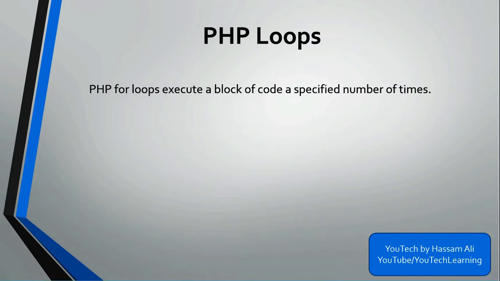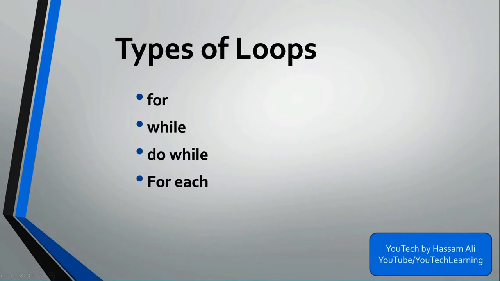PHP loops. So first of all, what are the PHP loops? Loops execute a block of code a specific number of times. Like you define a code and you want to repeat it again and again. So for these purposes and to use these things dynamically, we use PHP loops. There are four kinds of loops: for loop, while loop, do while loop, and foreach loop.